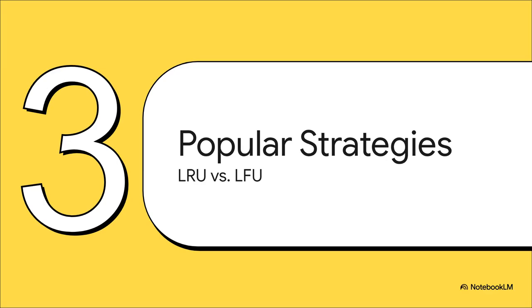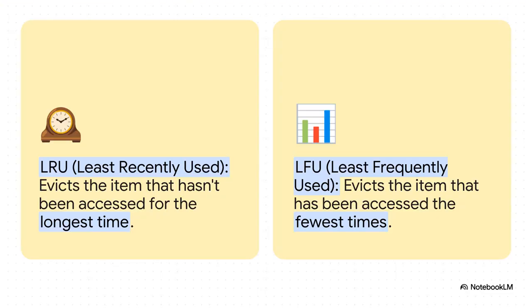We're going to look at two of the most popular strategies out there, the ones you'll hear about all the time, especially in system design interviews. They are the true workhorses of caching, LRU and LFU. Okay, so first up is LRU, which stands for Least Recently Used. The logic here is pretty simple. If you haven't touched an item in a long time, you're probably not going to need it again soon. So it finds the thing that's been sitting there the longest and boots it out.